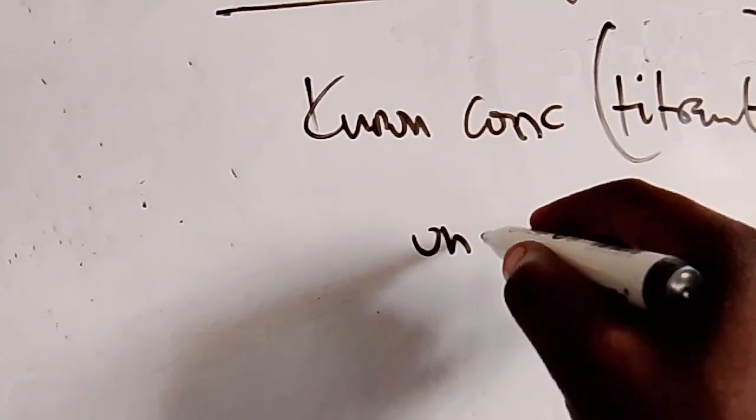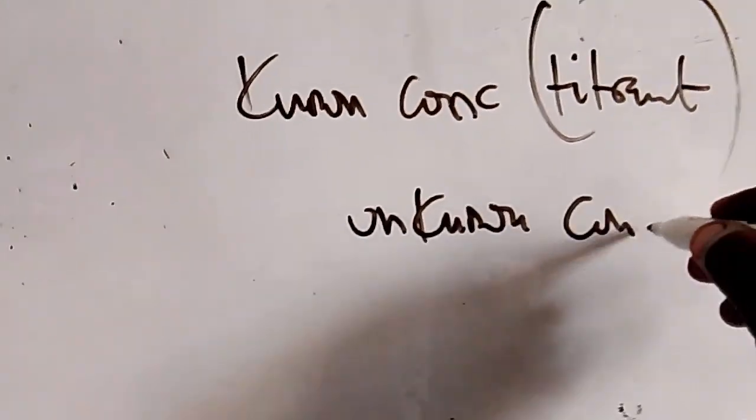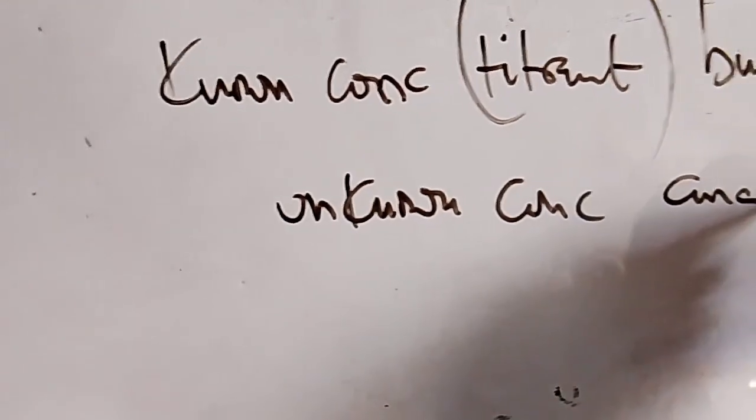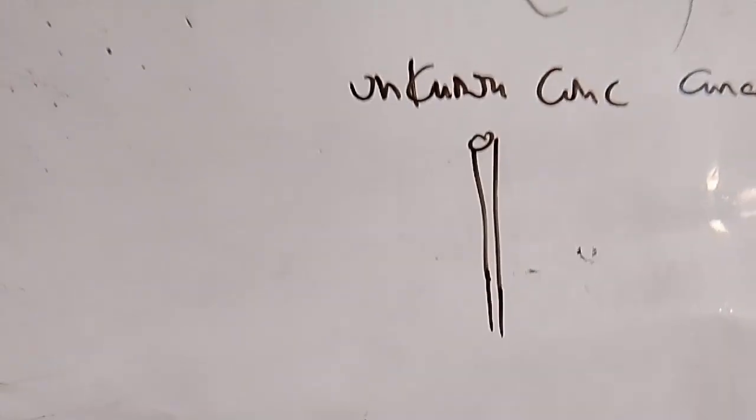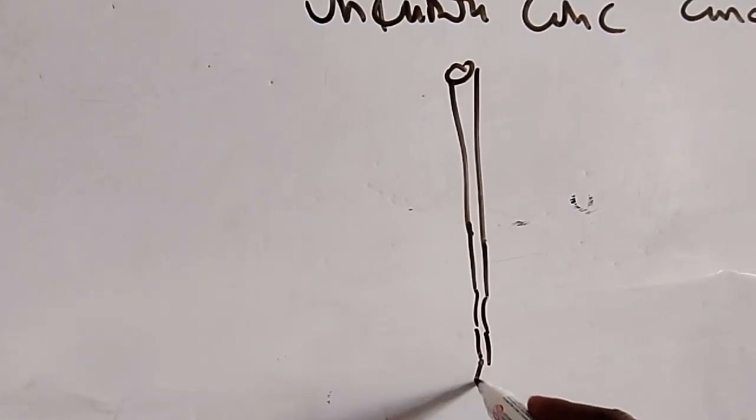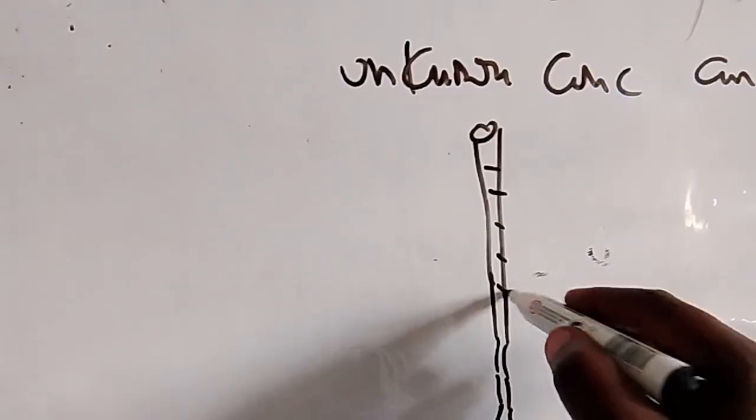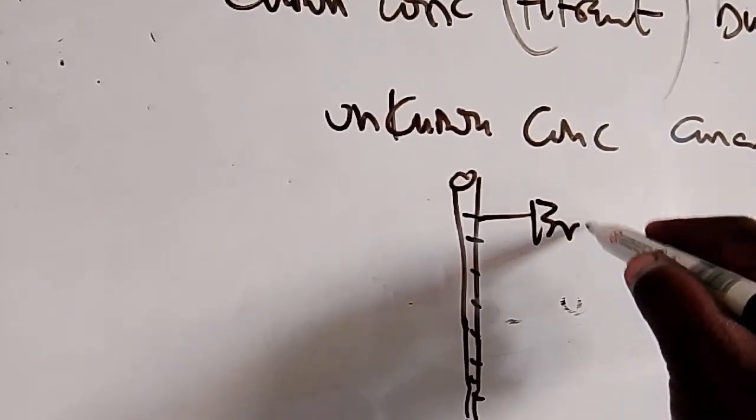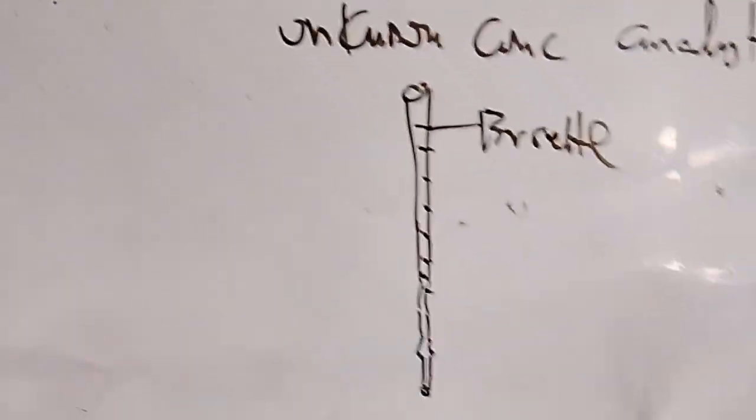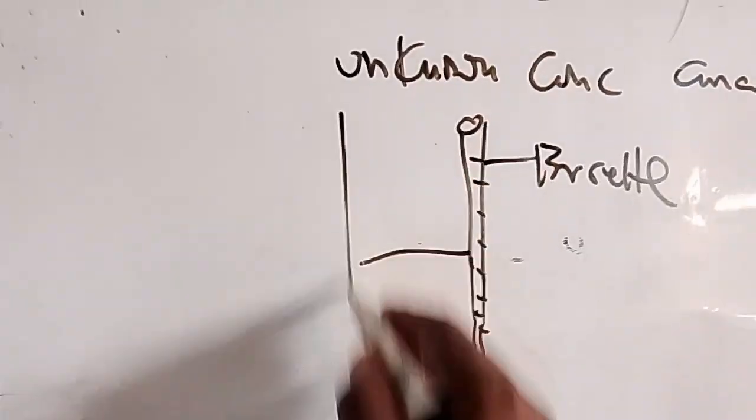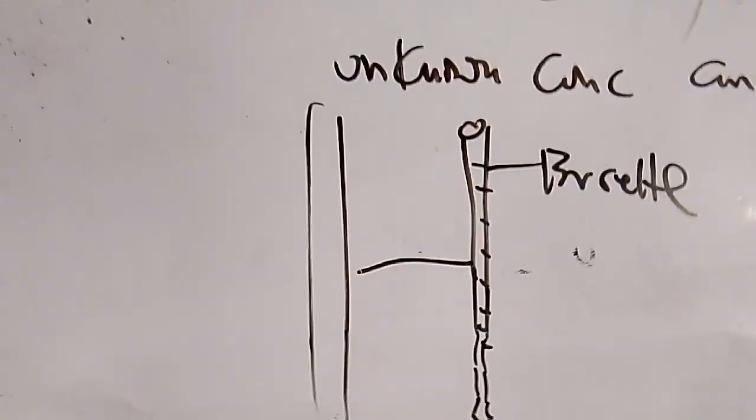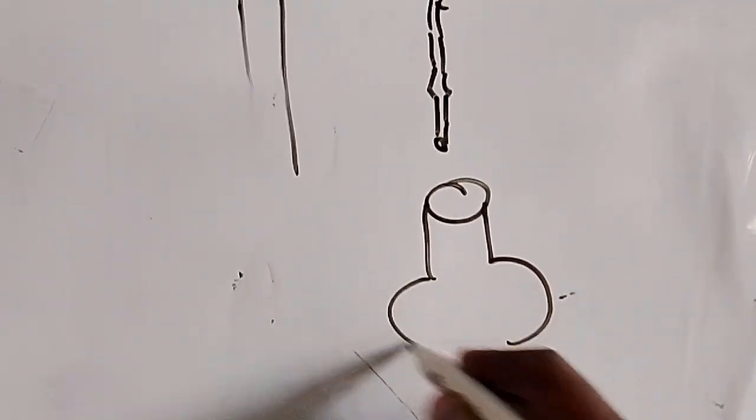Then the unknown concentration is called the analyte, the one that you put in the conical flask. Okay, so suppose this is your burette. You are carrying out some titrations. This is just a sketch of a burette, then you clamp it using a clamp and stand. Then here you are going to have a conical flask down.